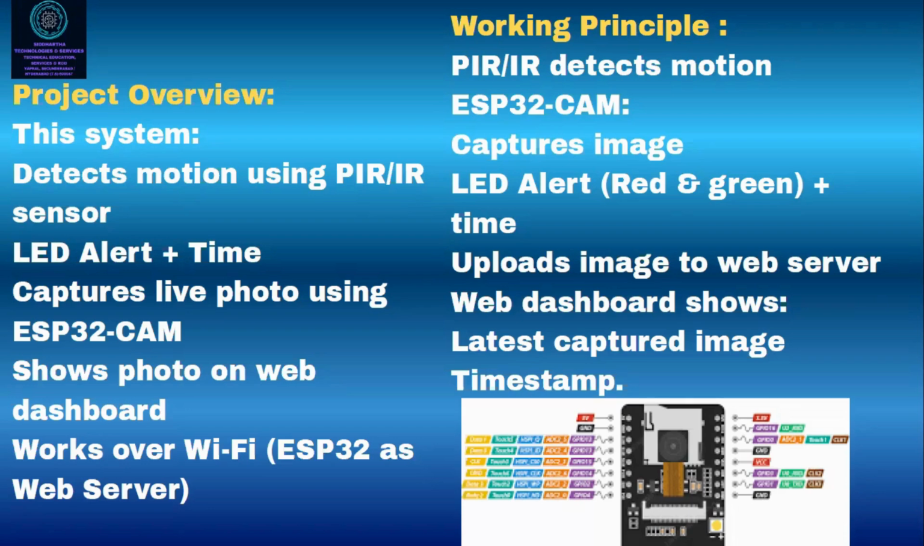So the working principle is: the IR or PIR sensor detects the motion. ESP32-CAM captures the image. The LEDs, red and green, give you the alert system. Plus there will be timing also. The image is uploaded to the web server, and the web dashboard shows the latest captured image. A timestamp will be there. That is the time. At the bottom I have given you the pin diagram, because in each and every project, the pins are very, very important for us.